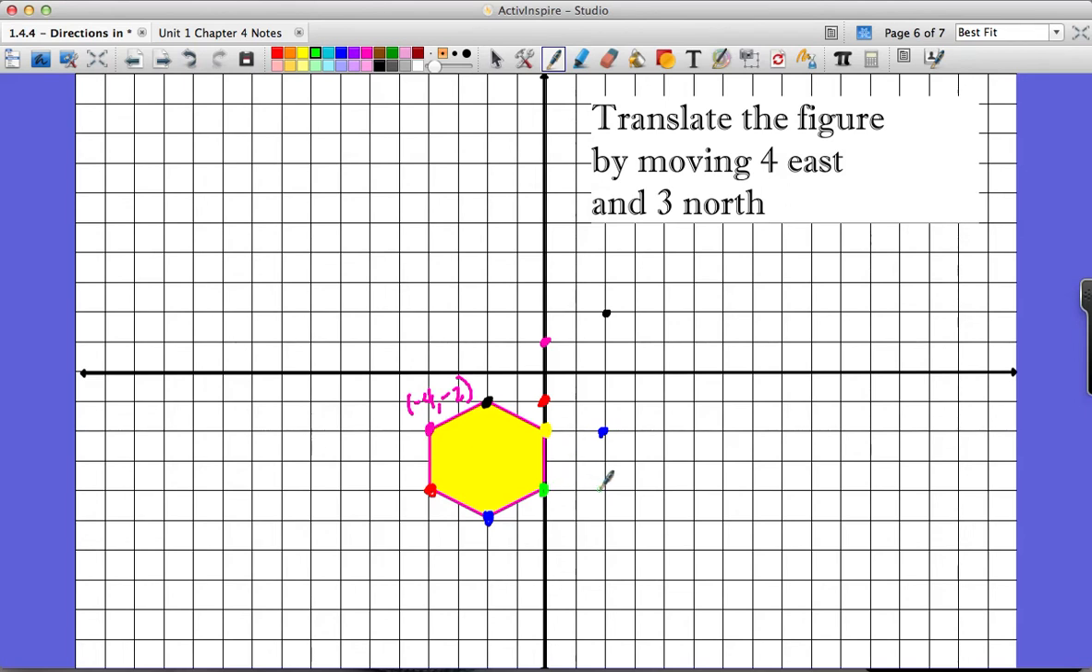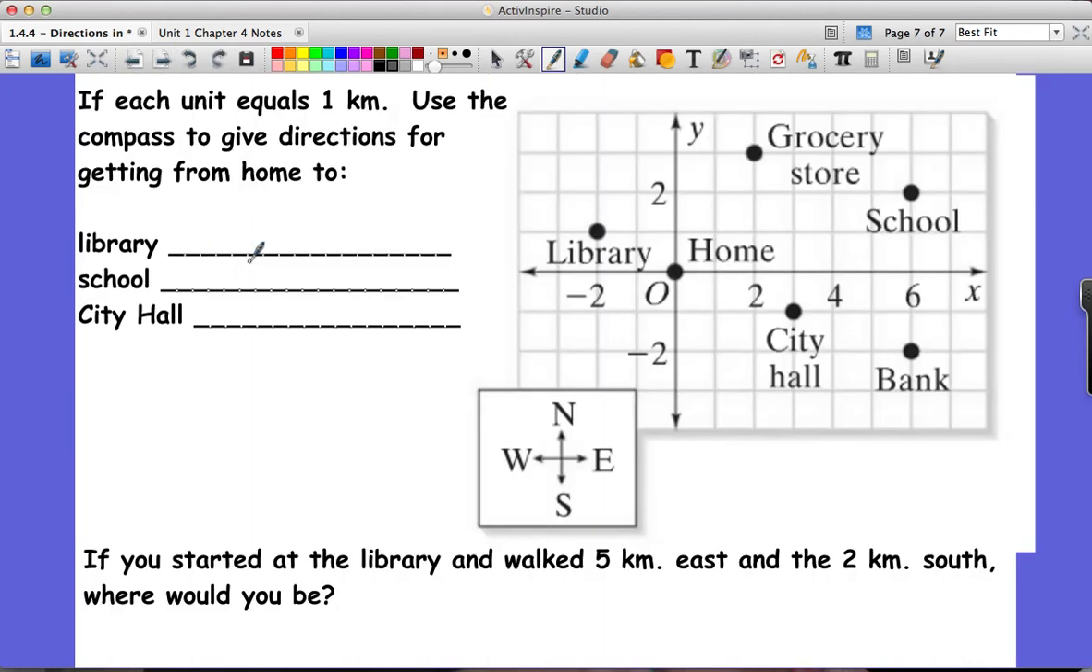And then we move 1, 2, 3, 4. 1, 2, 3. And the last dot. 1, 2, 3, 4. Good thing, still on the same line as the green. And 1, 2, 3. 2 spaces away. We did perfect. Now we just connect the dots. So this is how we translate shapes on the coordinate grid.